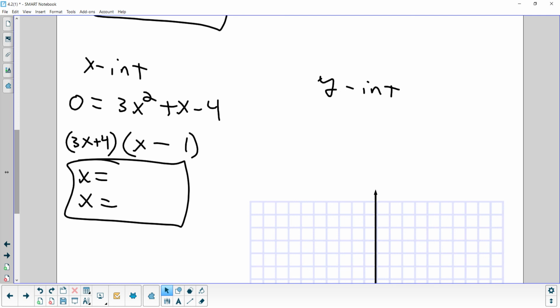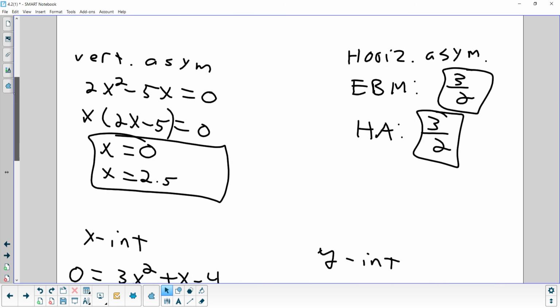Negative what? 4. If we plug negative 4 in for x in either one of those, we wouldn't get 0. Negative 4 over 3. And what's my other x-intercept? 1. Okay, y-intercept. How do we find that one?